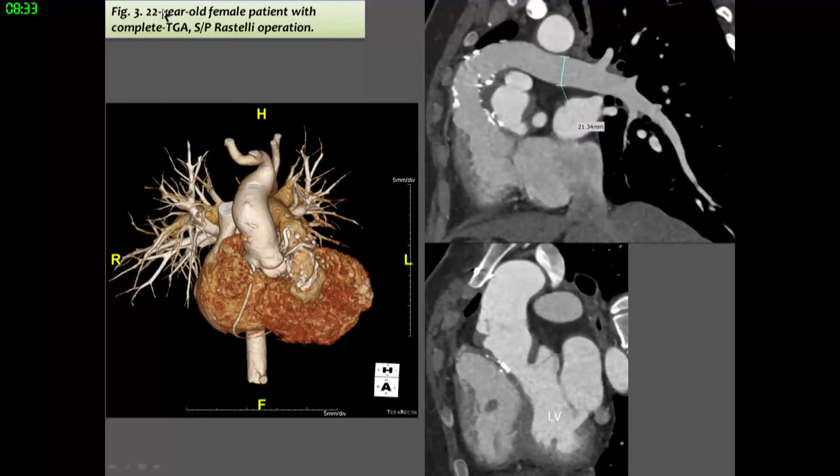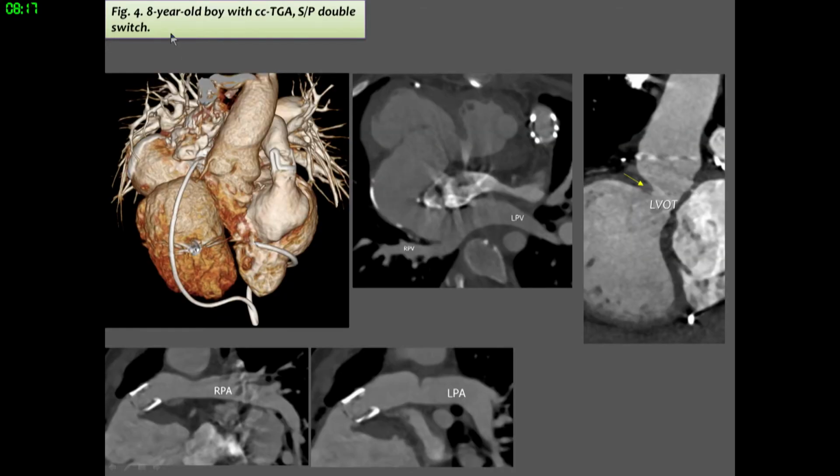This is a 22-year-old female patient with complete TGA who underwent Rastelli operation. 3D VR image shows diffuse conduit calcifications, and conduit stenosis was also suspected on MPR image, and LVOT is slightly narrowed in this patient.